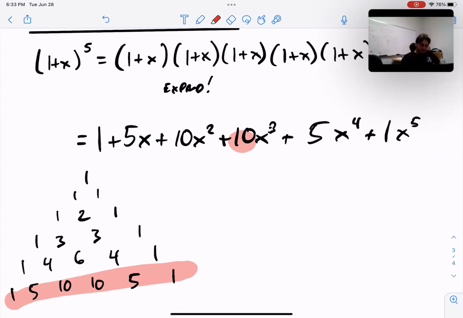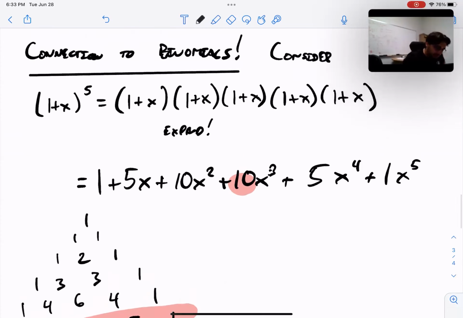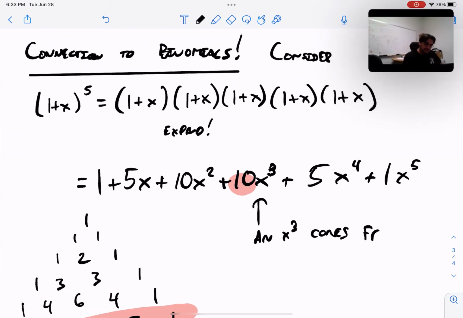Here's the correspondence. When you multiply these out, how could you get an x cubed? Let's think about how to get an x cubed. Well, an x cubed comes from choosing, there's the word choose, choosing 3 x's to multiply together. X times x times x is x cubed.